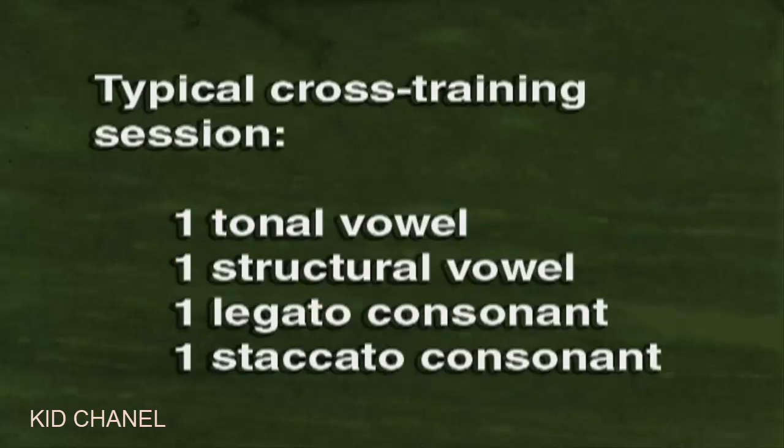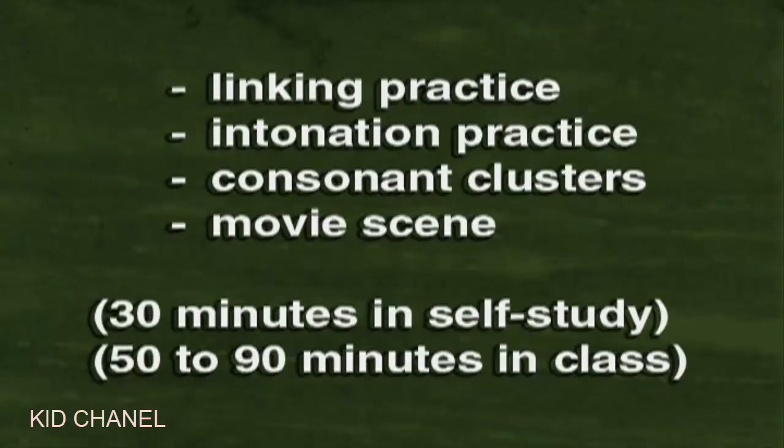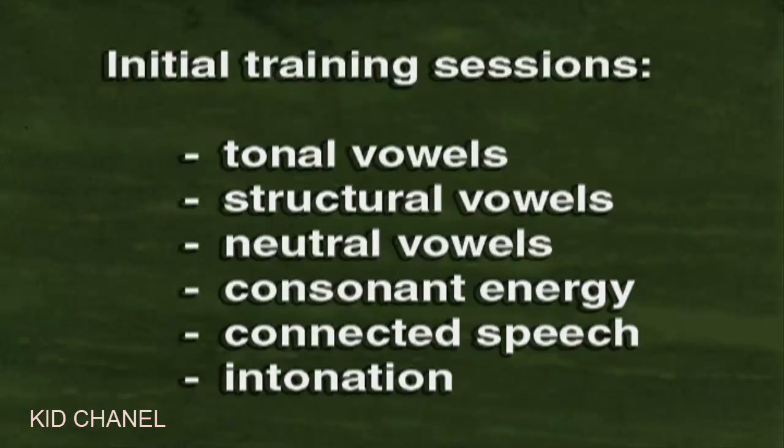So a typical cross-training session might include one tonal vowel, like E, one structural vowel, like ow, one legato consonant, like v, one staccato consonant, like k, linking practice, intonation practice, consonant clusters, and a movie scene. This kind of session might take 30 minutes in self-study, 50 to 90 minutes in a classroom setting. Initial training sessions include work on tonal vowels, structural vowels, neutral vowels, consonant energy, connected speech, intonation.